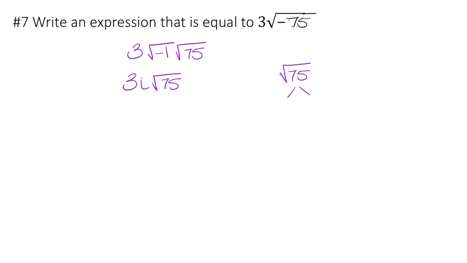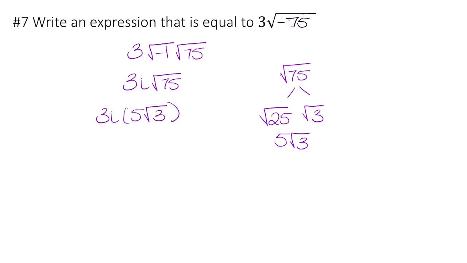The biggest perfect square that evenly divides 75 is 25. So I can turn this into the square root of 25 times the square root of 3. The square root of 25 is 5, so this is now going to become 5 times the square root of 3. So I have 3i times 5 times the square root of 3. And so you notice that I have a 3i and a 5 on the outside, so I can go ahead and multiply those together. When I multiply them together, I'm going to get 15i times the square root of 3, and that is now my fully simplified answer.